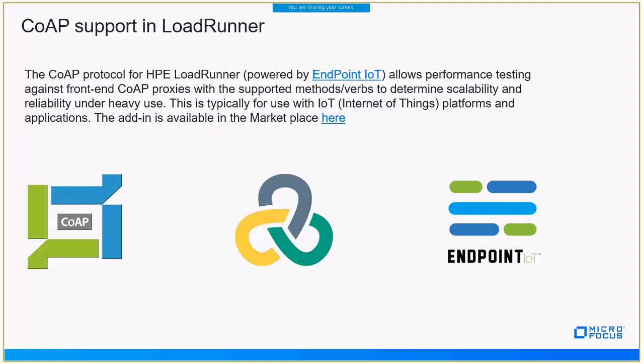As mentioned before, there is also the addition of the CoAP support in LoadRunner 12.55 through a partnership with Endpoint IoT. The CoAP protocol, or Constrained Application Protocol, allows performance testing against front-end CoAP proxies with the supported methods or verbs to determine scalability and reliability under heavy use. It can be used through an add-in that is available in the Micro Focus SaaS marketplace. You can download it, install it, all the documentation is there, and feel free, we are here to help with any questions possible.